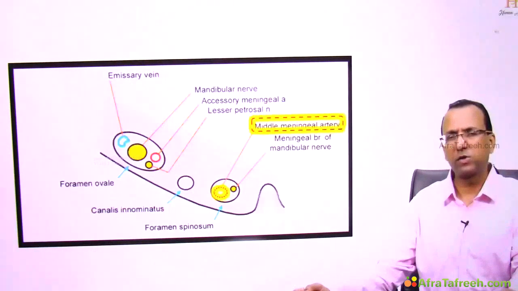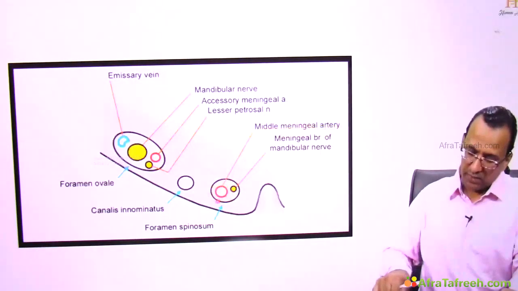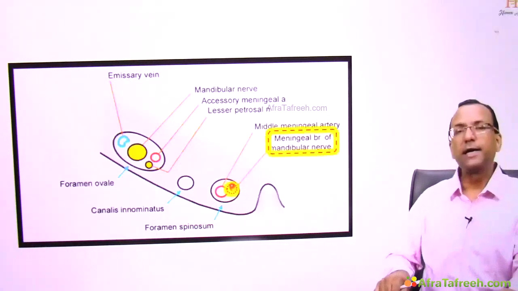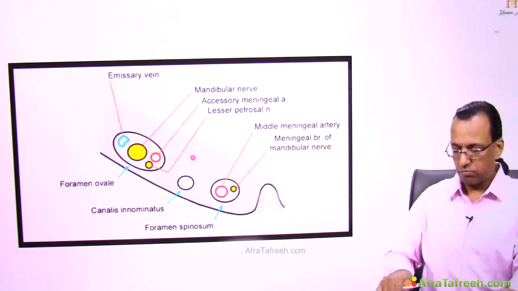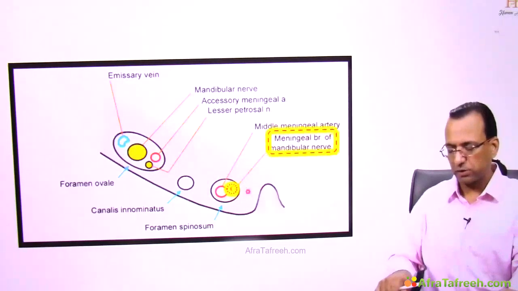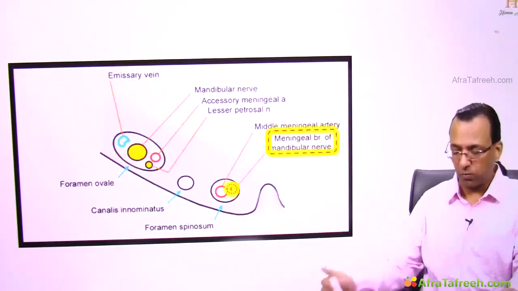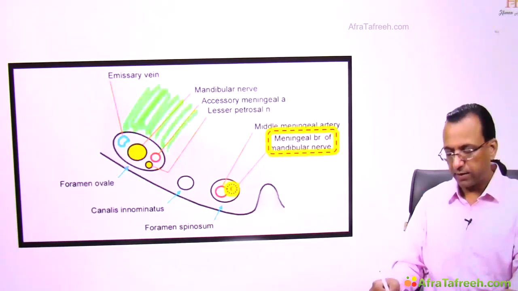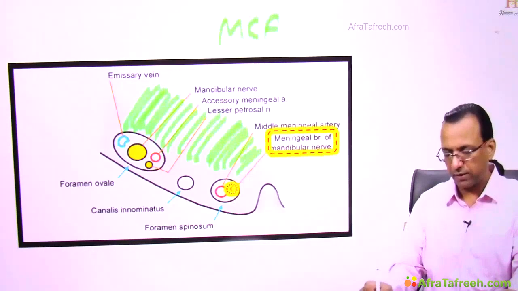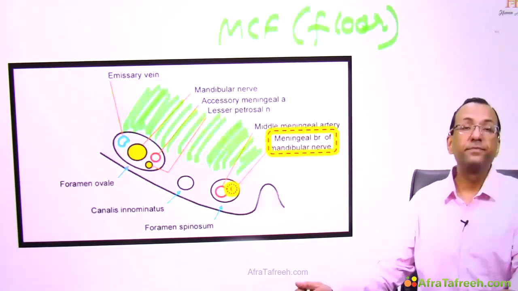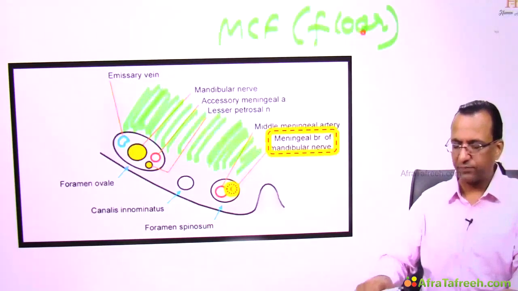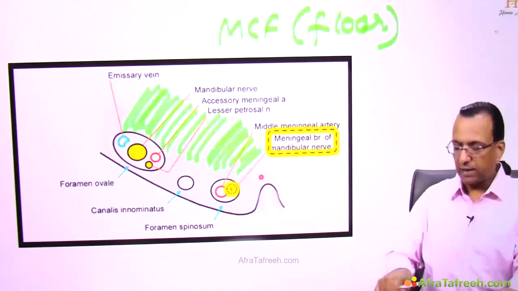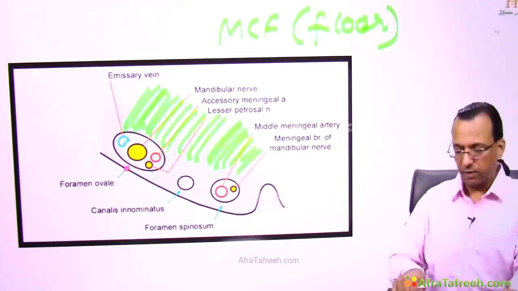And what is there in the foramen spinosum? The middle meningeal artery. Along with it, there is the nervus spinosus. Where did it come from? It is a branch of the mandibular nerve. What is it doing? It is supplying the dura mater on the floor of the middle cranial fossa, the greater wing of the sphenoid. So the nervus spinosus supplies the dura mater at the floor of the middle cranial fossa, a branch of the mandibular nerve, a branch of the trigeminal.